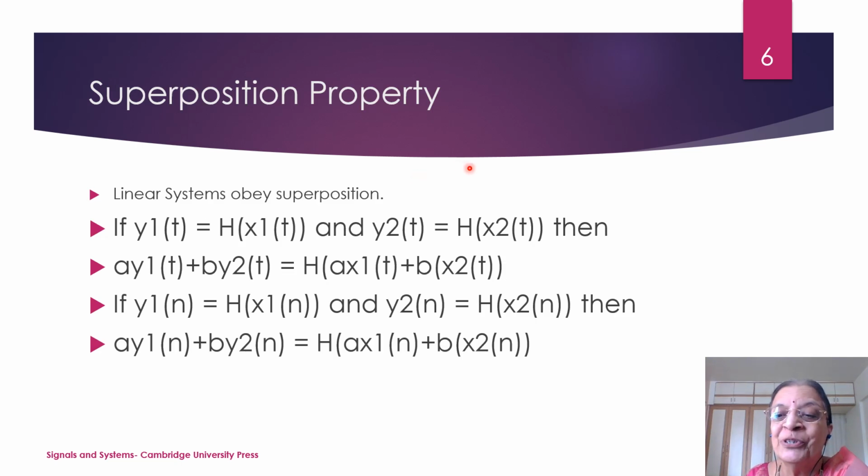Then we have the superposition property. So we say that the superposition holds good when it is additive but with different scale factors. So in this case A and B both are equal to 1, it gives you additive property. But if x1 is scaled by a factor of A and x2 is scaled by the factor of B, and if this is given as input to the system, the output will also be correspondingly scaled by a factor of A for y1 and scaled by the factor of B for y2. So same thing is holding good for continuous time as well as discrete time systems.